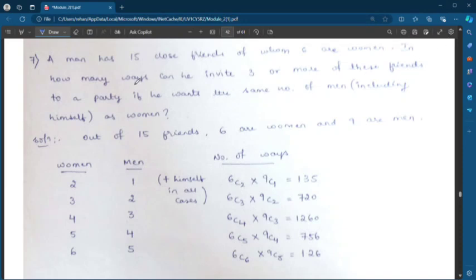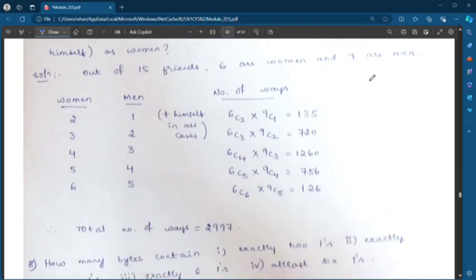Okay, simple, right? So I'll read the question again. A man has 15 close friends. In that, 6 are women. Okay, almost half. And in how many ways can he invite 3 or more close friends of these friends to a party if he wants the same number of men, including himself, as women. Okay, how many men are there? That many women should be there. Out of 15 friends, 6 are women friends and therefore 9 are men.